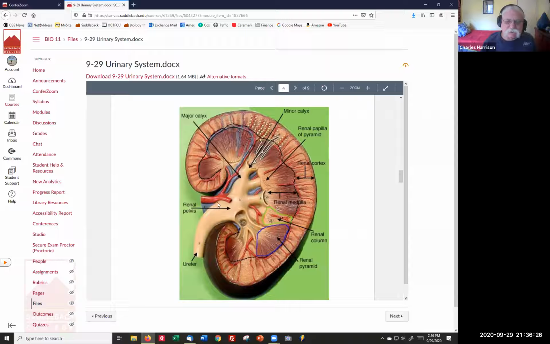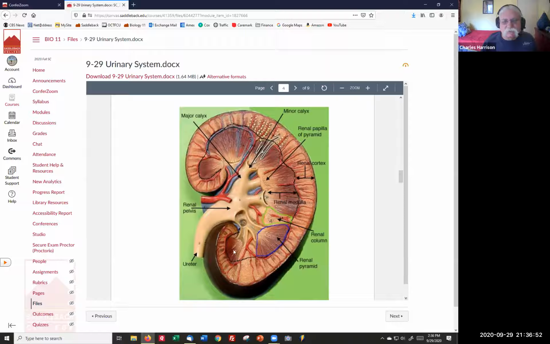So this is the hilus, not a hard concept there. The blood coming in is the blood that needs to be cleaned. So here's a renal artery coming in, and next it's going to go up between these structures. These structures are called renal pyramids.